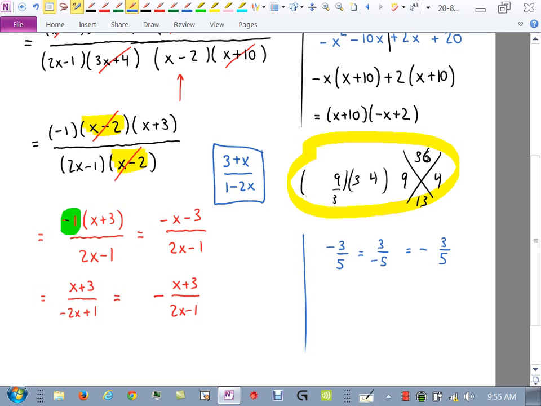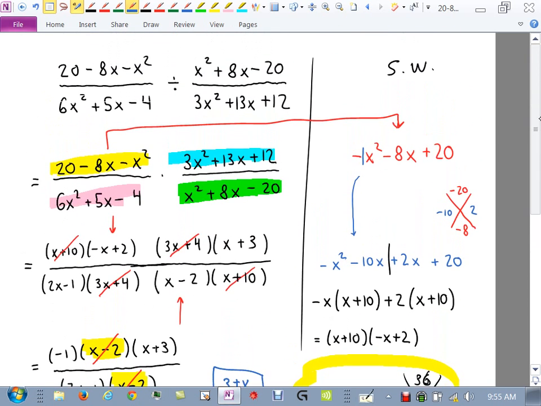Yes? At the very beginning, okay. So what I think you're suggesting is, could we just have pulled a negative 1 out here and made it an x squared plus 8x minus 20? Well, let me ask you, do you think that would be okay? Yes, because you're not violating any algebra rules. You're not breaking a rule. You're factoring a negative 1 out early.